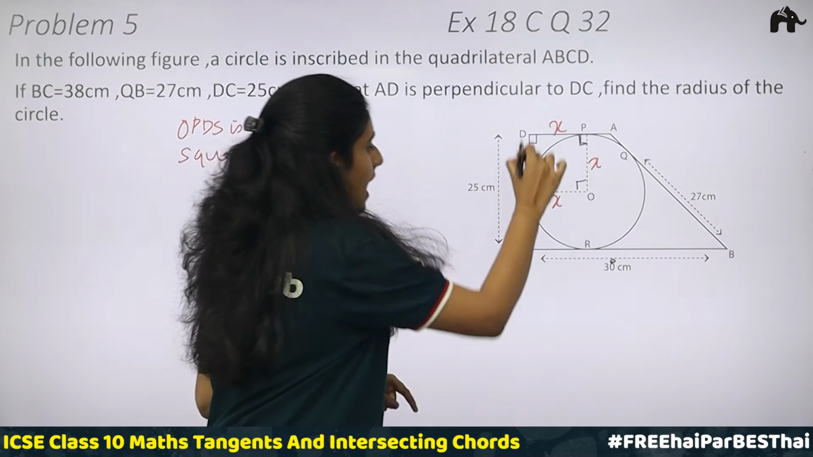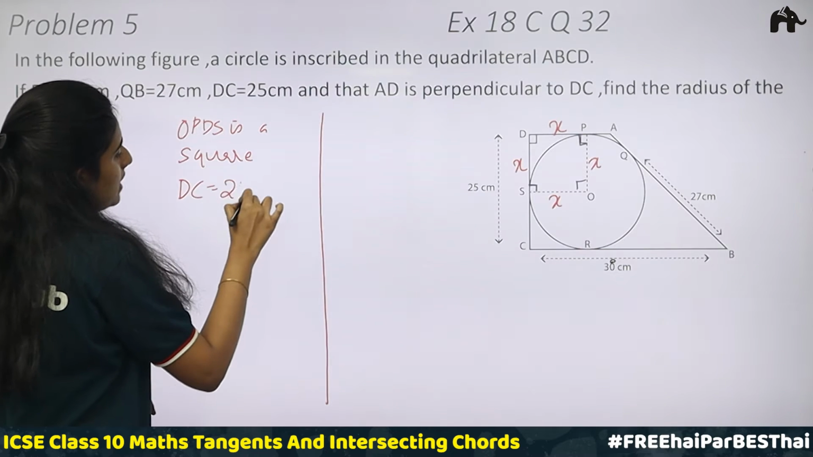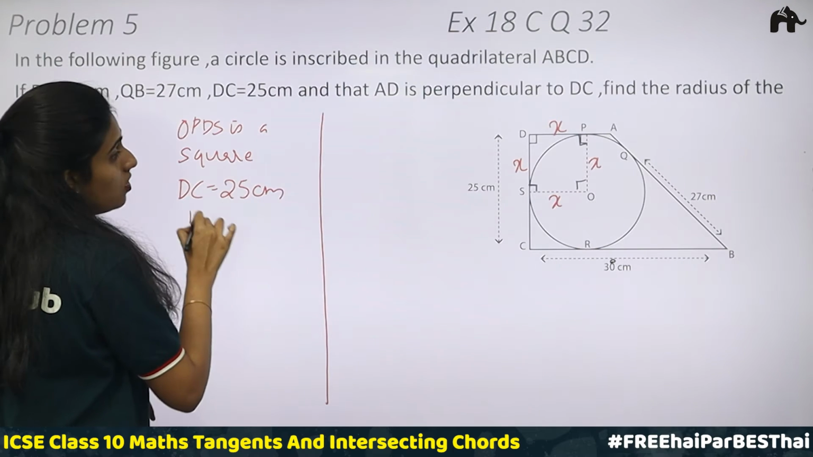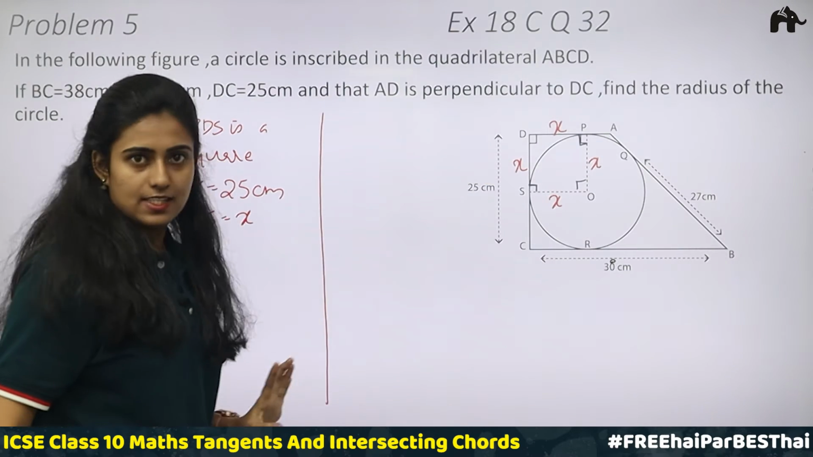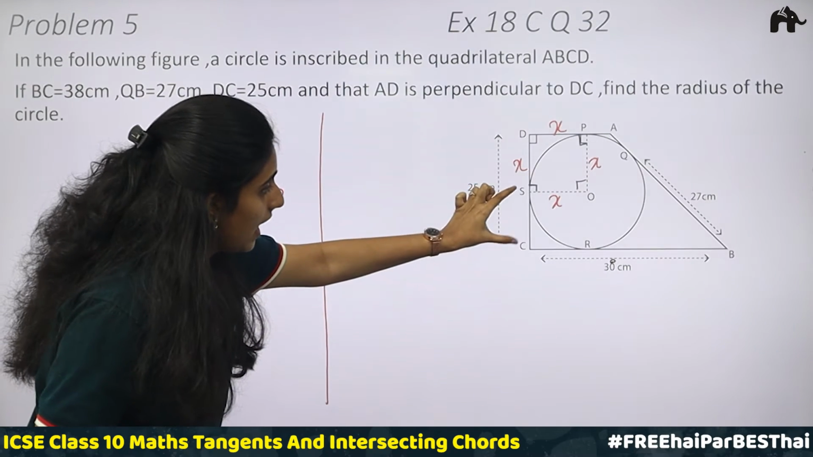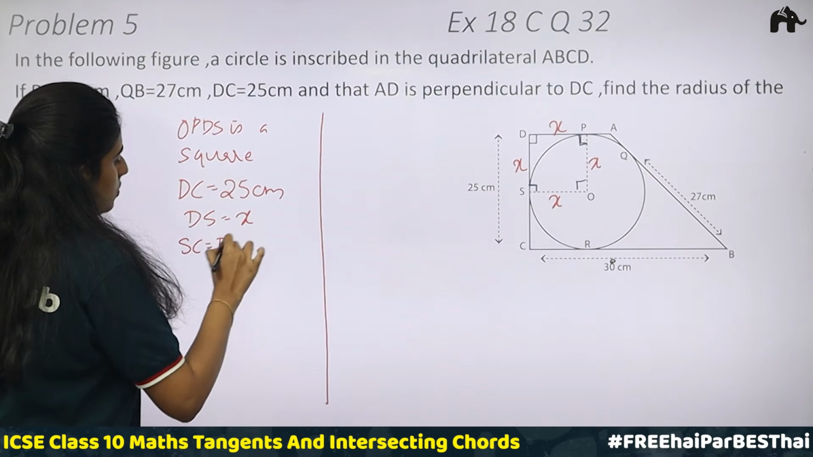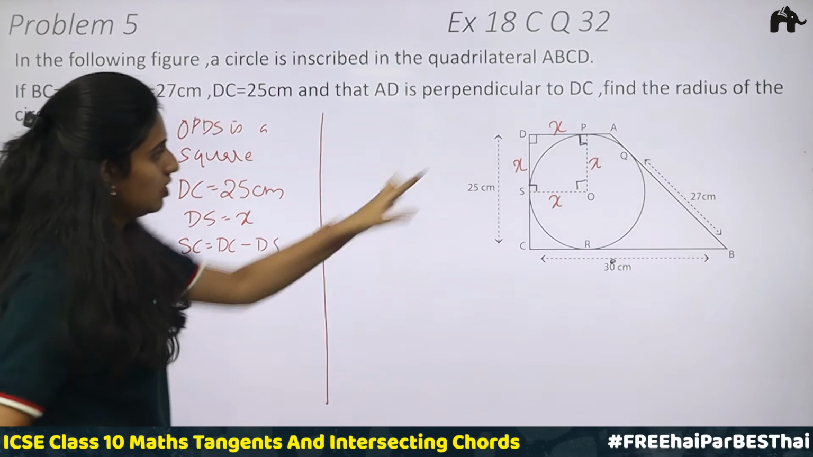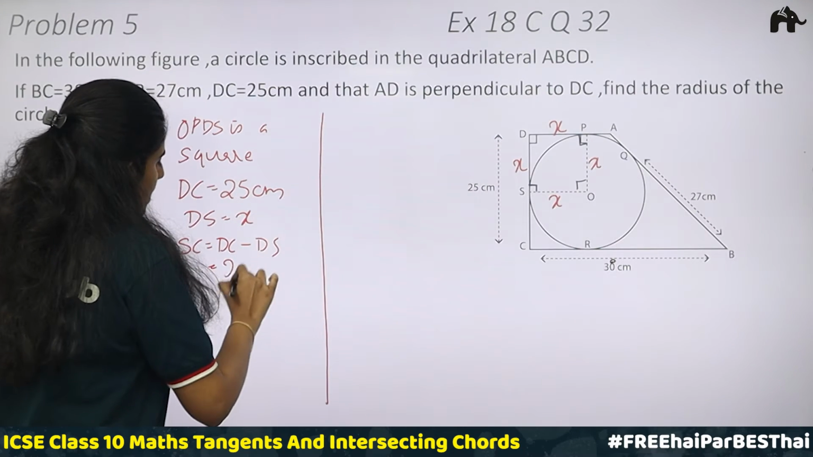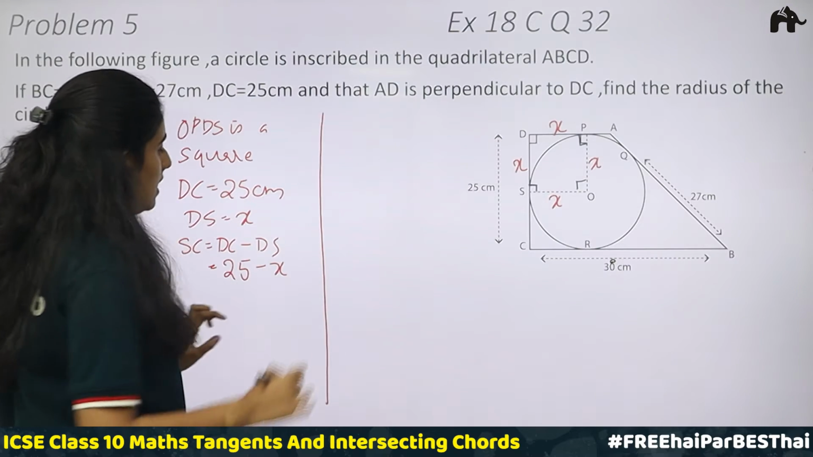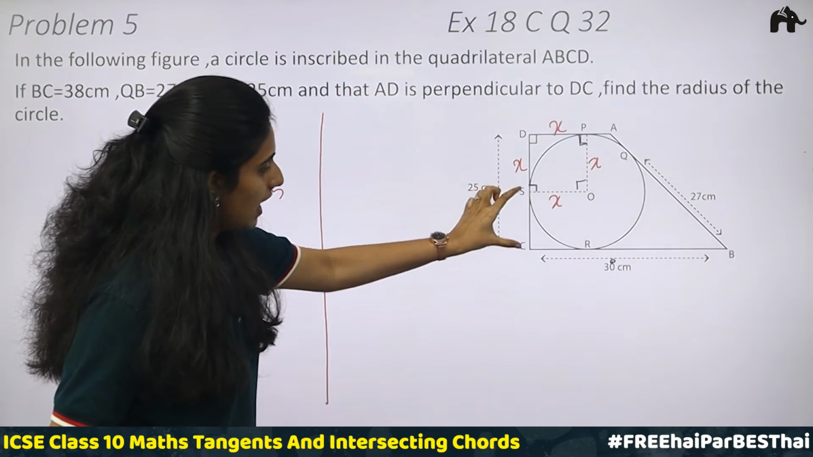Now we have DC. The total length DC is equal to 25 centimeters. Also DS is equal to x. We have taken DS as x. Then what is this SC? SC will be equal to DC minus DS. The total DC minus this part DS. Put the values. We will be having 25 minus x. 25 minus x centimeters is the length of SC.